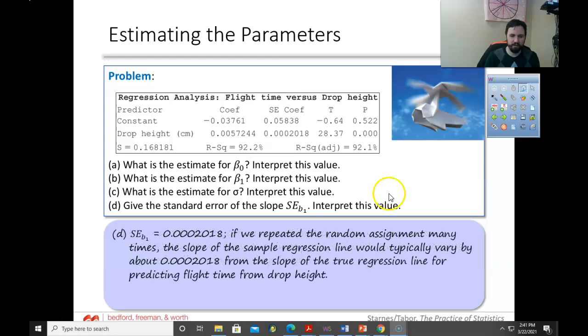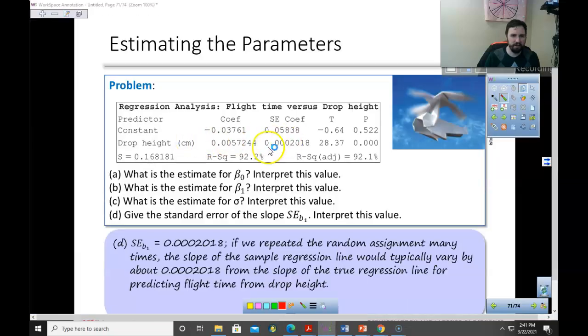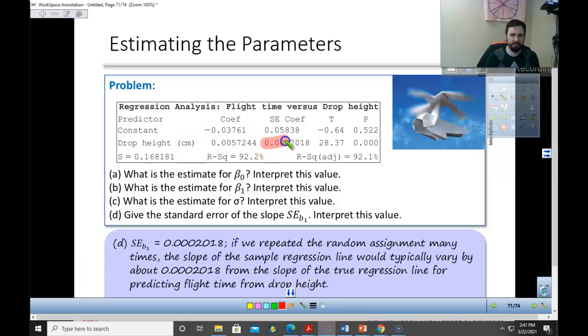Now for standard error. Oh snap, it's given to us as well. Our standard error is actually right here. We don't have to calculate it. It's done. So what this is saying is how far our samples will be from the true value. If we did this a bunch of times, the sample regression slope would vary by about 0.000218 from the true regression line for predicted flight time from the drop height.